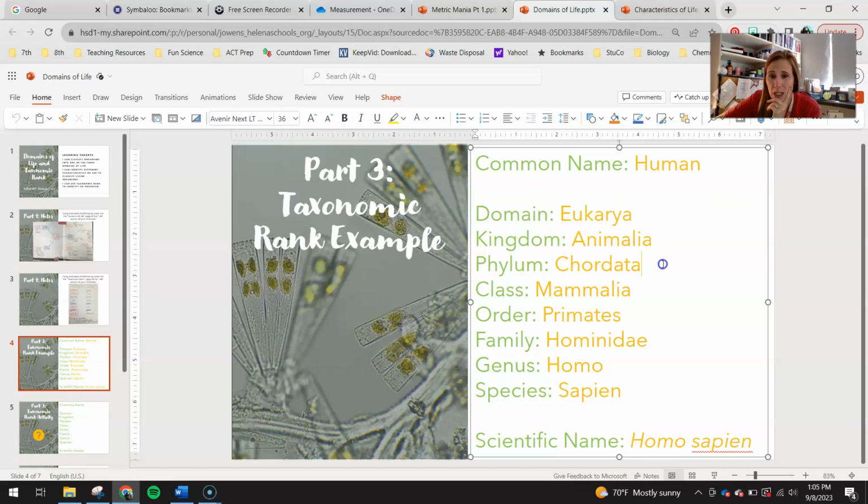Okay, phylum is Chordata. That means that we have an internal skeleton that protects our nervous system. Class Mammalia, we're mammals. And then from there we've got order Primates, family Hominidae, genus Homo, and species sapien. So you can see the scientific name down here is Homo sapien. Again, our genus is Homo, our species is sapien.